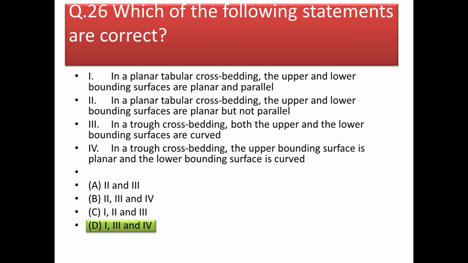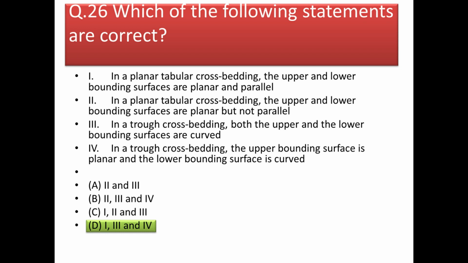Okay. Next question. Which one of the following statements are correct? In a planar tabular cross bedding, the upper and the lower bounding surfaces are parallel and planar. This is correct. In a planar tabular cross bedding, the upper and lower bounding surfaces are planar but not parallel. This is not correct because they are planar and parallel.